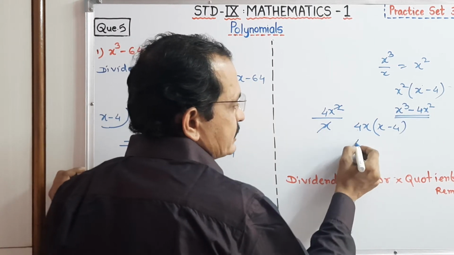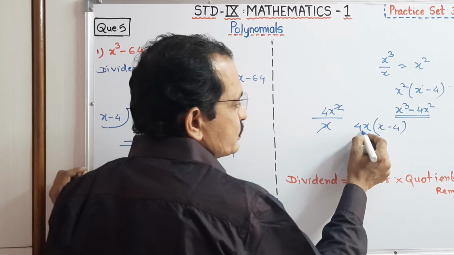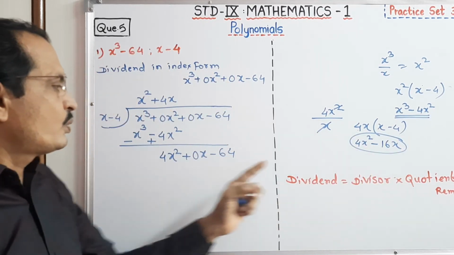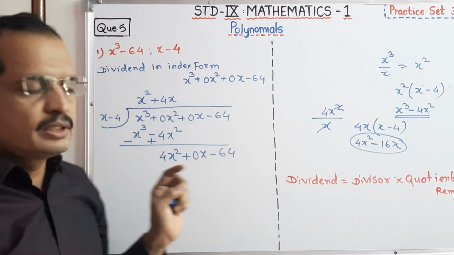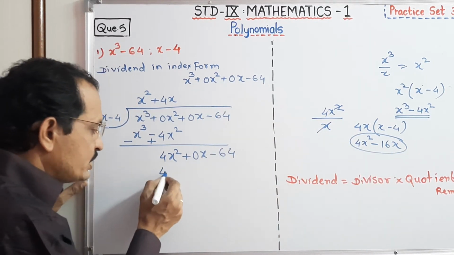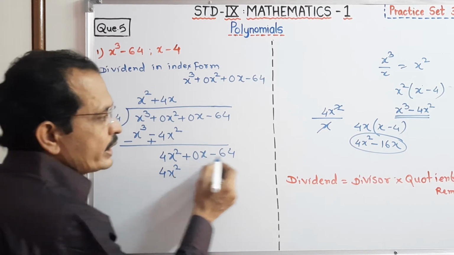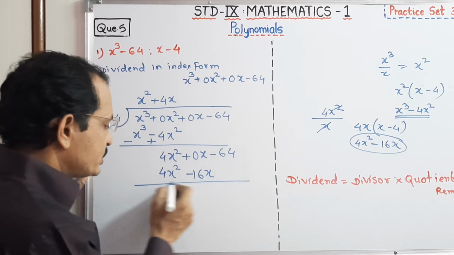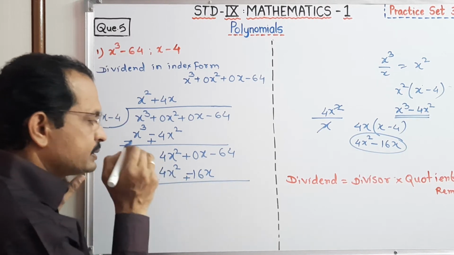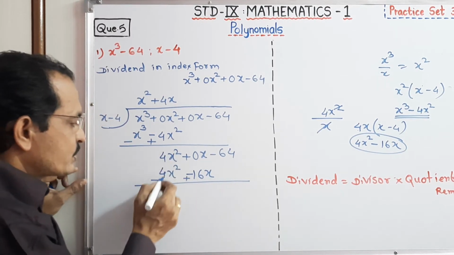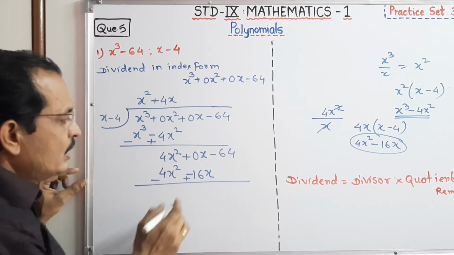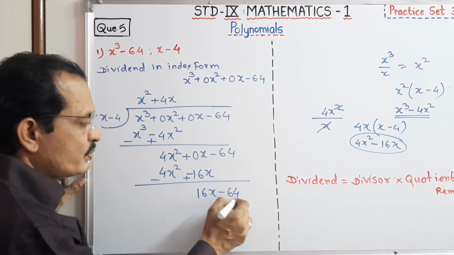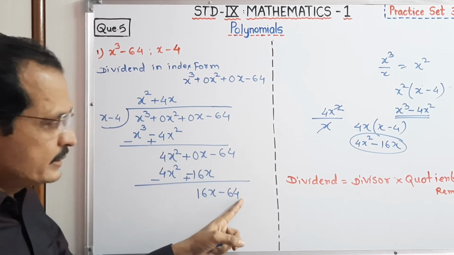4x into x is 4x square, minus 4 fours are 16x. Dear student, 4x square minus 16x. This we have to write below the 4x square: 0x, and below that we write minus 16x. Now we have to change the sign, minus becomes plus. 4x square minus 4x square is 0. Now 0x plus 16x is 16x, minus 64. This 64 comes down as it is.